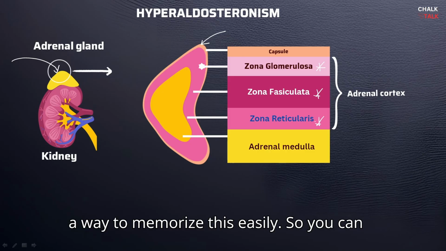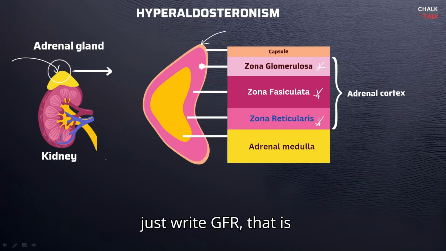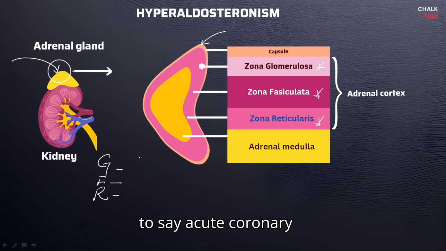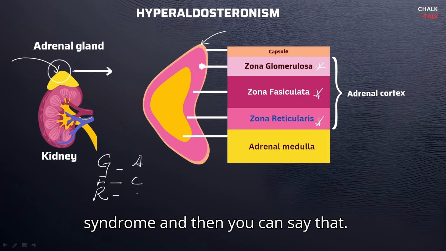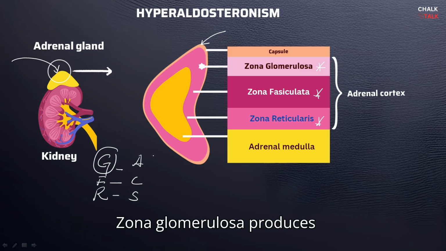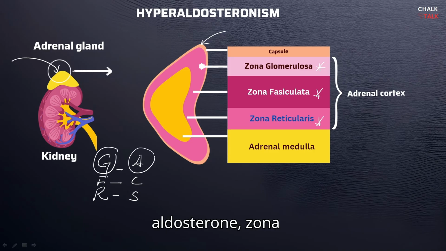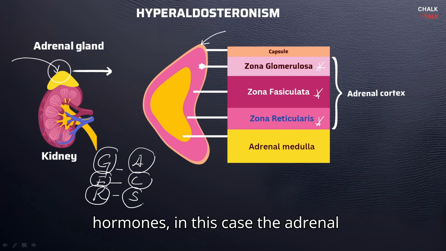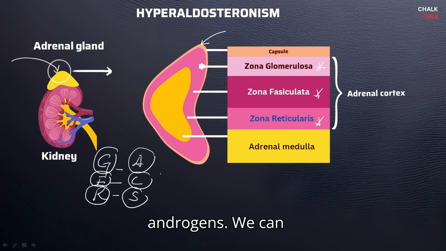Let me show you a way to memorize this easily. So you can just write GFR, that is glomerular filtration rate, and map this to, say, acute coronary syndrome. And then you can say that zona glomerulosa produces aldosterone, zona fasciculata makes cortisol, and zona reticularis makes the sex hormones, in this case, the adrenal androgens.